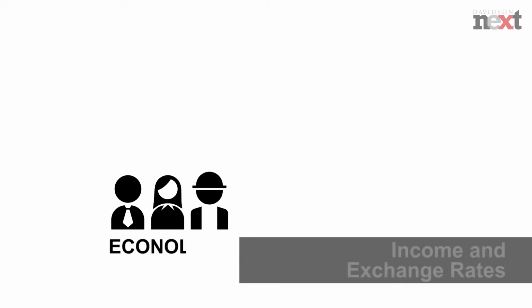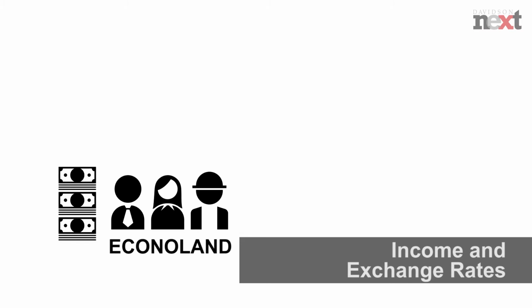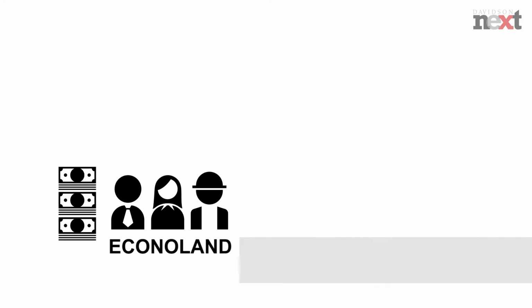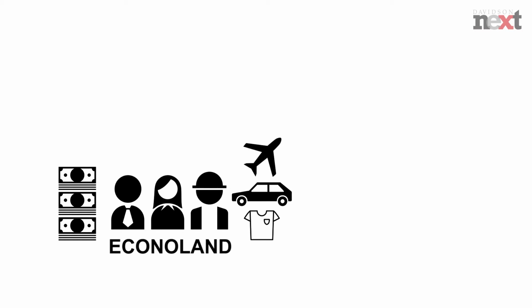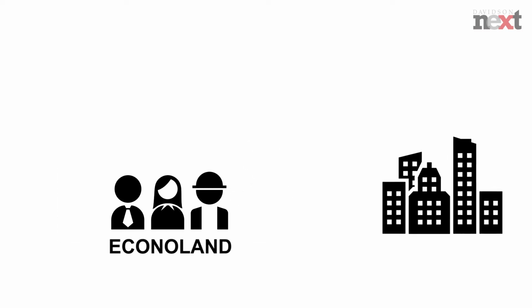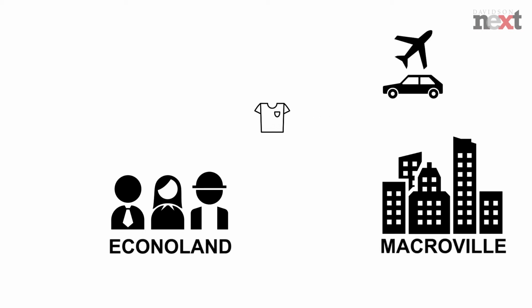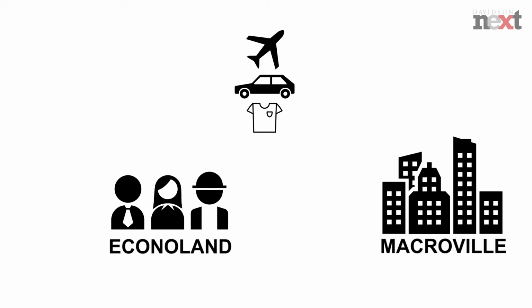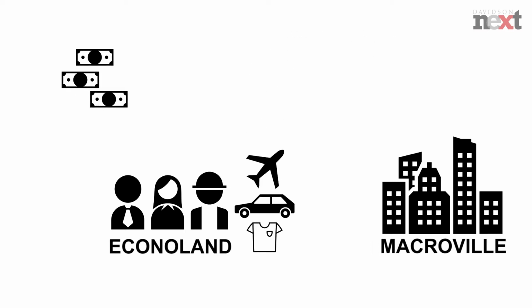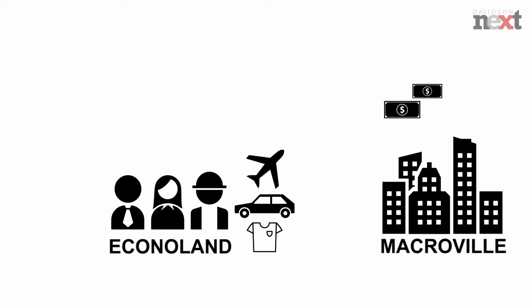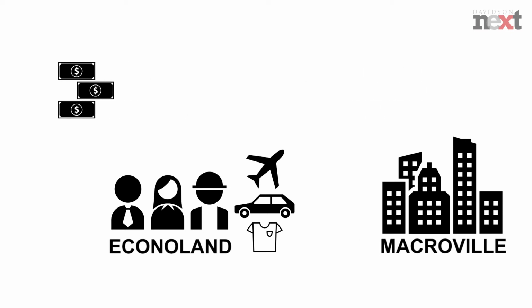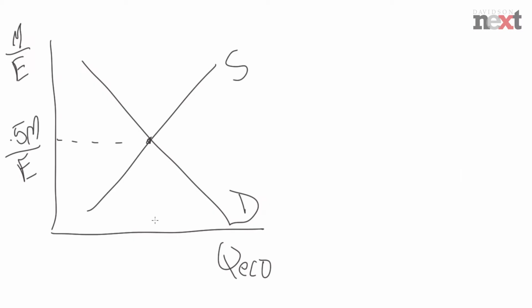If now real income increases in Ecoland, then the residents of Ecoland will want to increase their purchases of goods and services. Some of those purchases will come from other countries. One of them will be Macroville. If residents of Ecoland are purchasing more products from Macroville, then they will want to buy Macrobucks in order to make purchases in Macroville. In order to do that, they will supply more of their own currency to buy Macroville's currency. So the supply of EcoBucks will increase on the market.